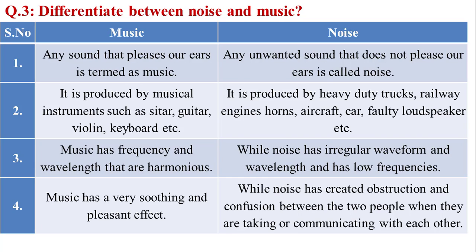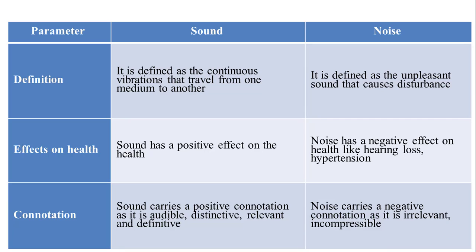Music has frequency and wavelength that are harmonious, but noise has an irregular waveform, with irregular wavelength and frequencies. Music has a very smooth and pleasant effect, but noise creates confusion between people while talking, etc.